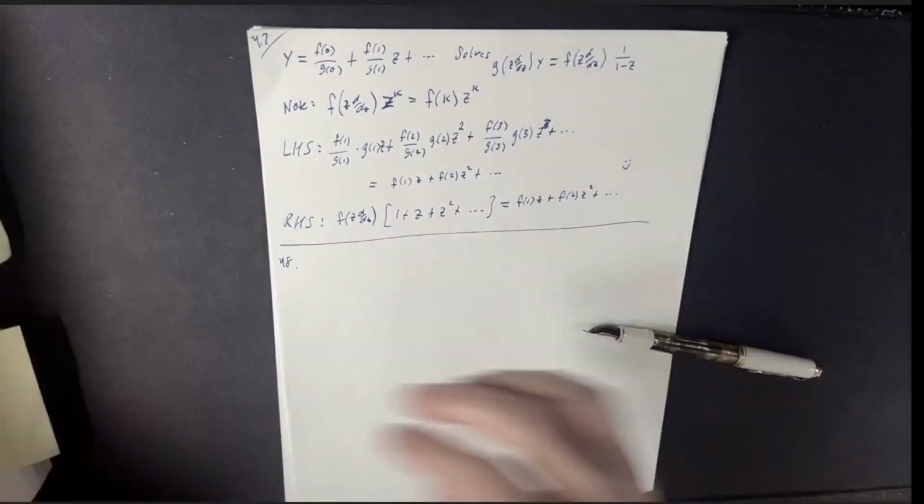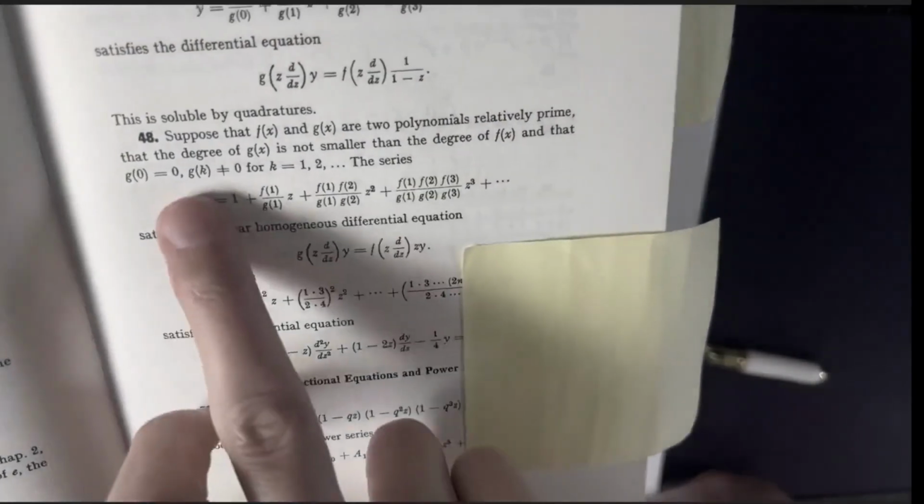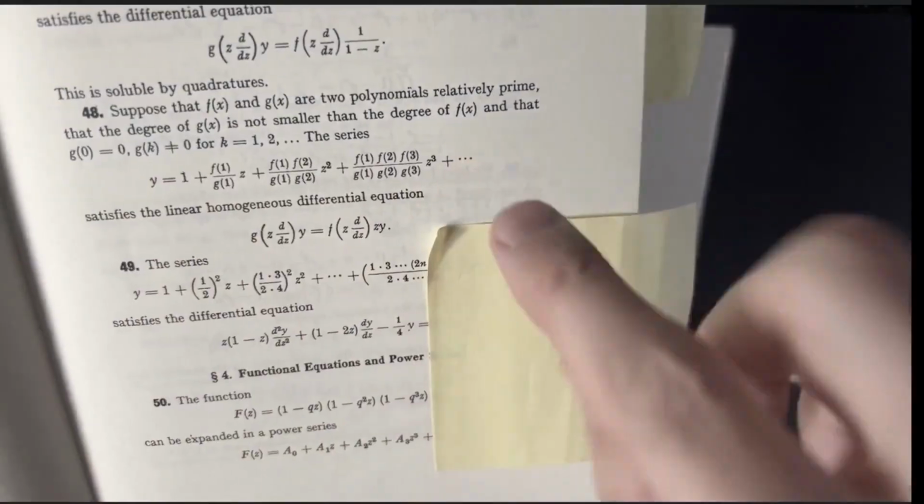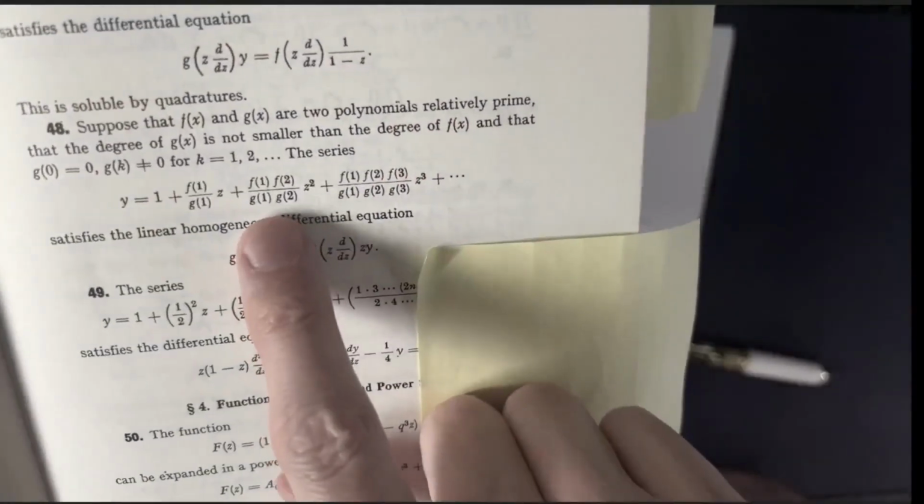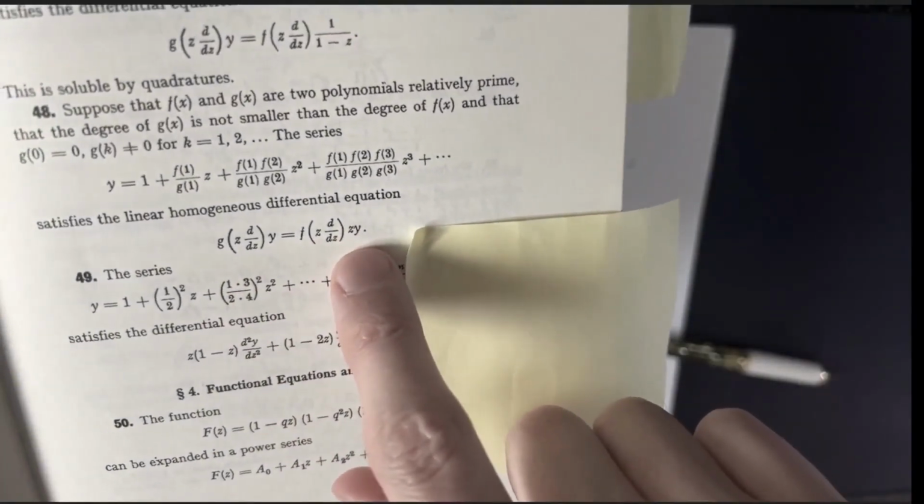All right, let's look at 48. Suppose f and g are relatively prime. G is not smaller than f. Suppose the g's don't vanish on integers and you get the series. We want to show that this new series, these wacky product coefficients, satisfies this madness. This time your right-hand side is a z times y. And we've almost got a more interesting differential equation because both sides involve the function.